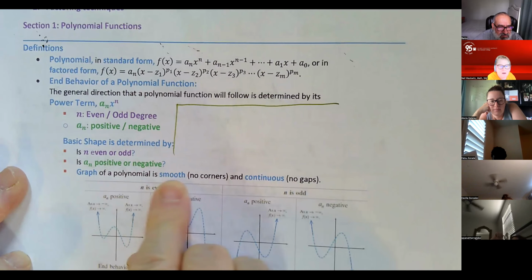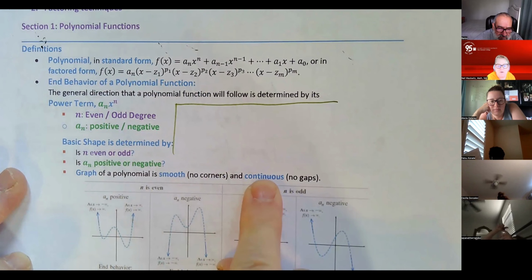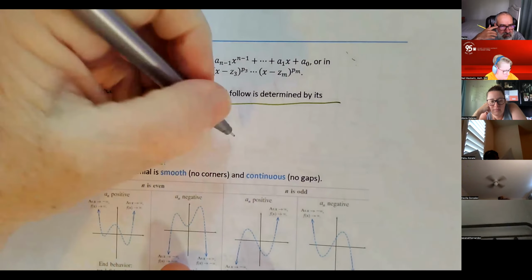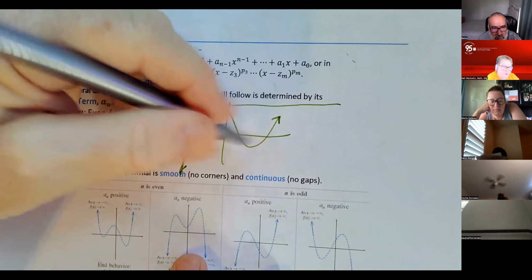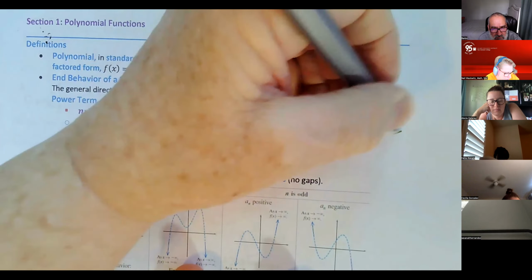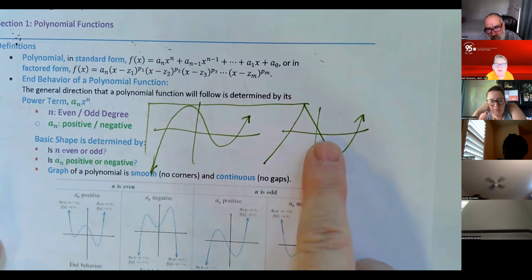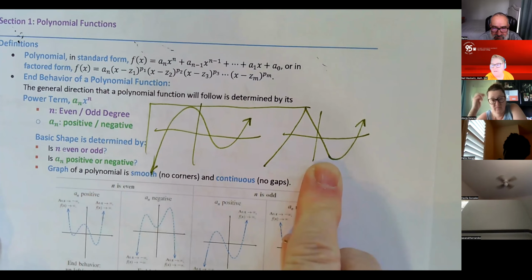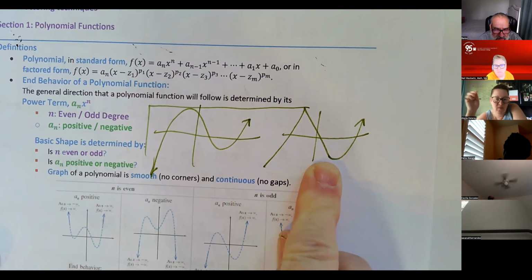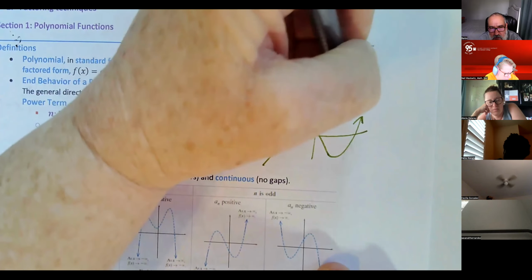So the graph of a polynomial is smooth, which means no corners, and continuous, which means no gaps. So for instance, smooth, no corners, no gaps. What about this graph? Is this possibly a polynomial? No. And why not? That's correct. Because you hit the corner. Yeah, we have a corner. We cannot have a corner.